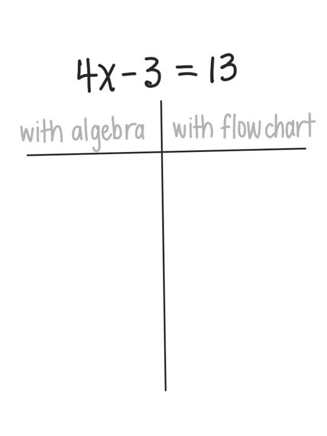Hi everyone. I thought I would just start with a quick video about how to solve an equation with both algebra and with a flowchart. This is for solving simple equations, which is our very first lesson of Unit 4. So let's imagine that we have 4x minus 3 equals 13 that we're looking to solve.